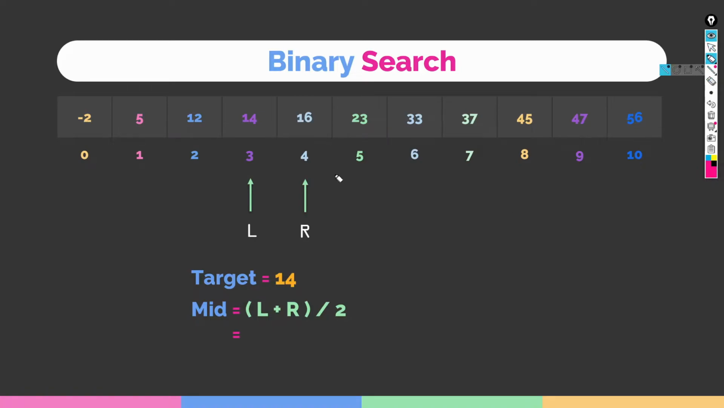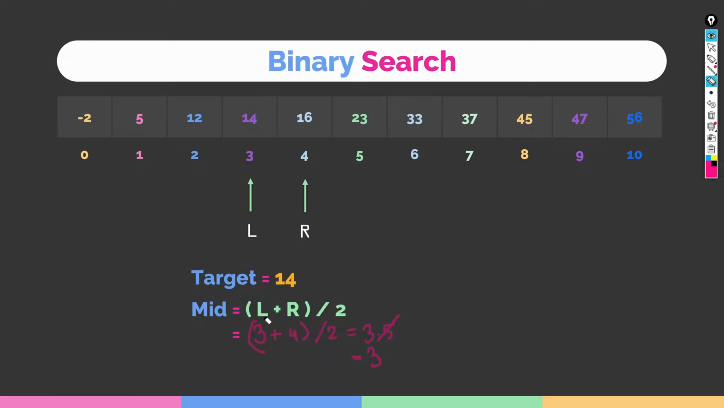Okay, now we can see that the left is 3 and right is 4. So 3 plus 4 is 7, divided by 2 is 3.5. However, we do not take this floating value, we take the integer value, so 3. Is the mid value equal to target? Yes, it is equal to target. So we found the value using binary search. We needed only 3 tries.